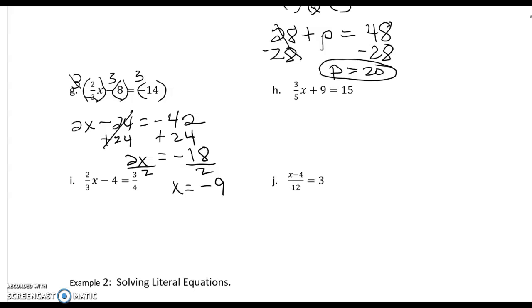All right, so then when you undo the operations, we're going to add 24 to both sides. Then we get 2x is equal to negative 18. Divide both sides by 2. x is equal to negative 9.